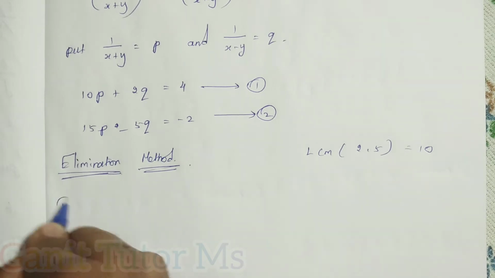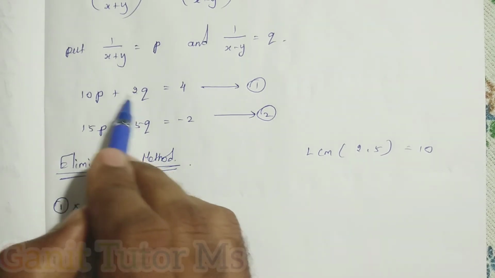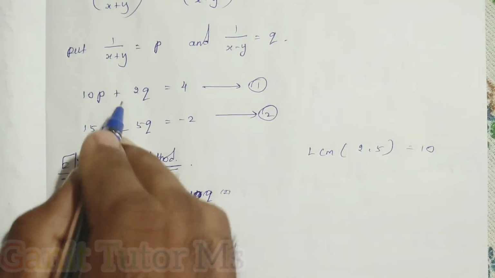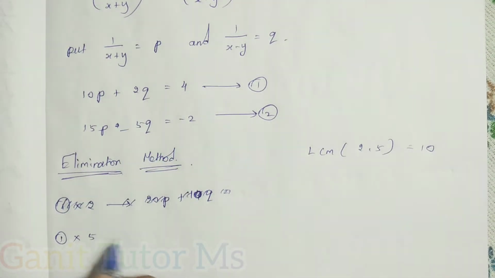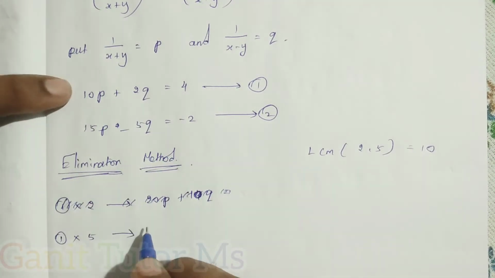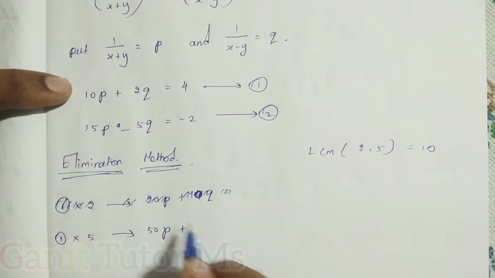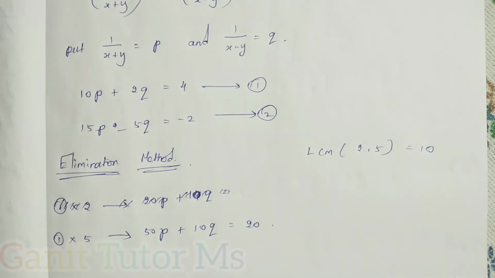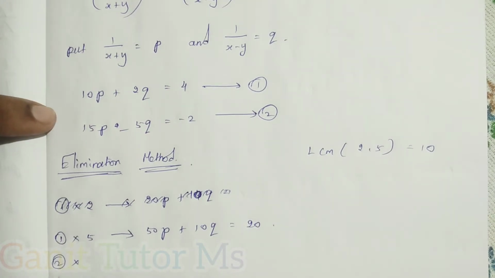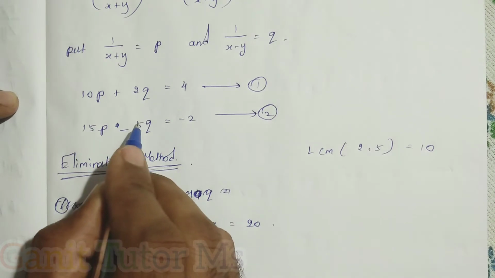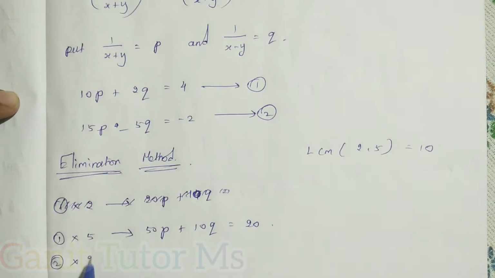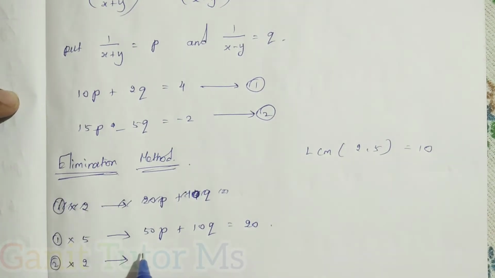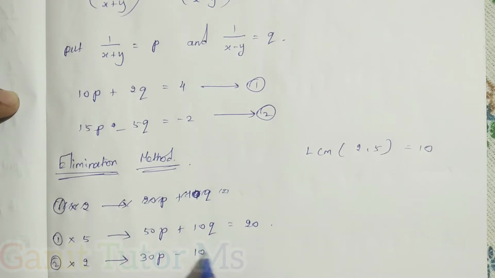So in the first equation, I can make this 2 a 10, so I multiply by 5. Clear? So 10 into 5, 50p plus 2 into 5, 10q is equal to 4 fives are 20. Second equation: now here it is 5, so I want to make this 5 a 10. So the entire equation is multiplied by 2. So 15 into 2, 30p minus 5 into 2, 10q equal to 2 into minus 2, minus 4.